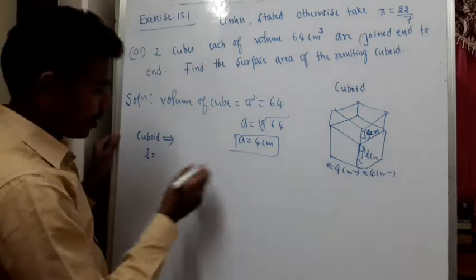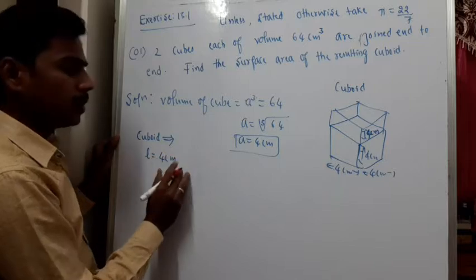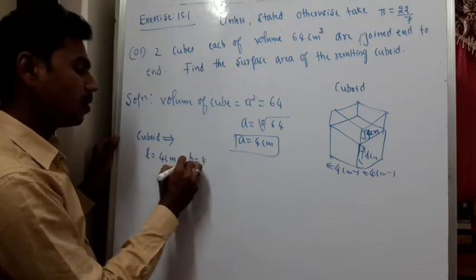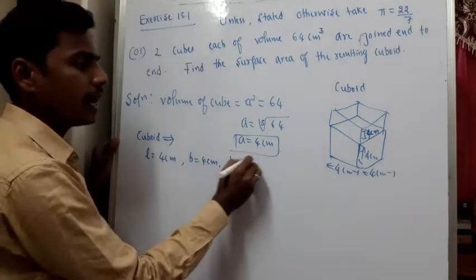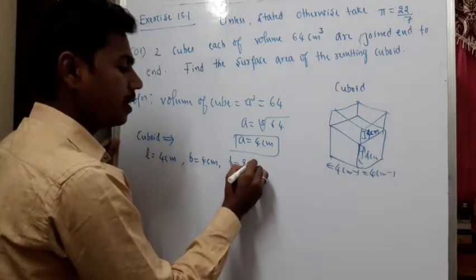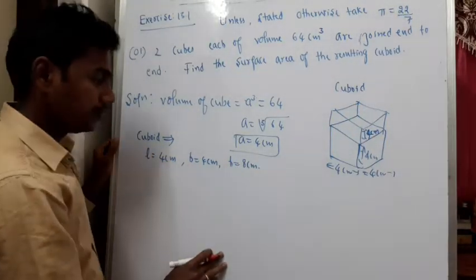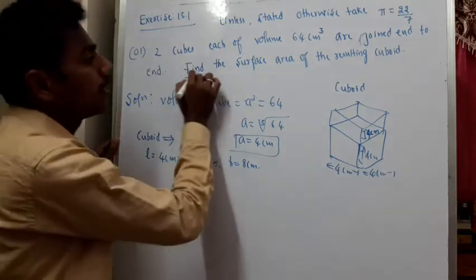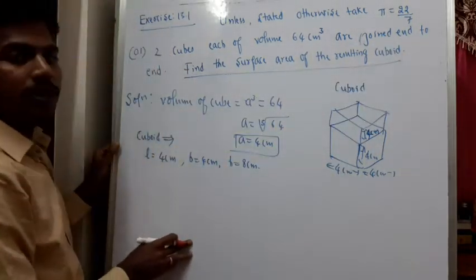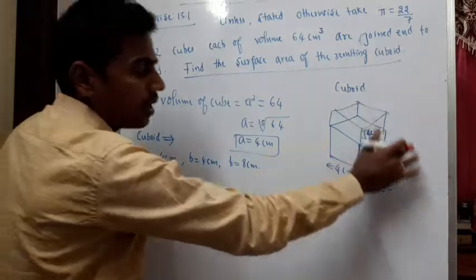Length is 4 centimeter. What is breadth? Breadth is also equal to 4 centimeter. What is height? 4 plus 4, that is 8 centimeter. Fine. What we need to calculate? Find the surface area of the resulting cuboid. So we need to find the surface area.